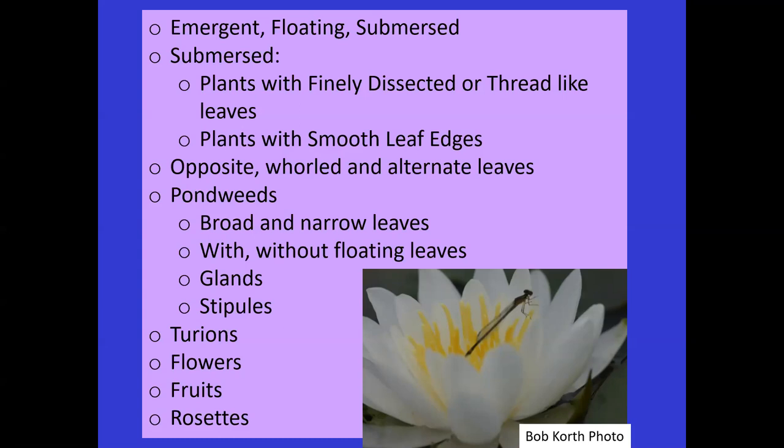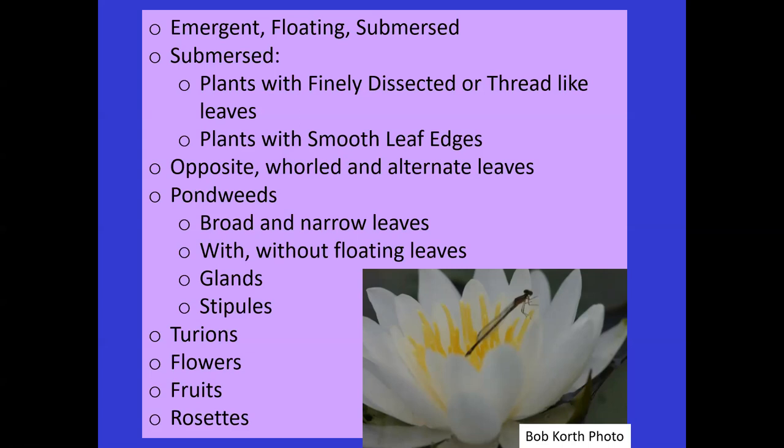That's what you get with these finely dissected or thread-like leaves. Then there are plants with smooth leaf edges. Another group is the opposite or whorled or alternate leaves. So how the leaves are held on the plant can be a big help. And it's another one of the divisions within Through the Looking Glass. And pondweeds are a huge group of aquatic plants. We have about 30 species, and I'll be talking about them quite a bit more.